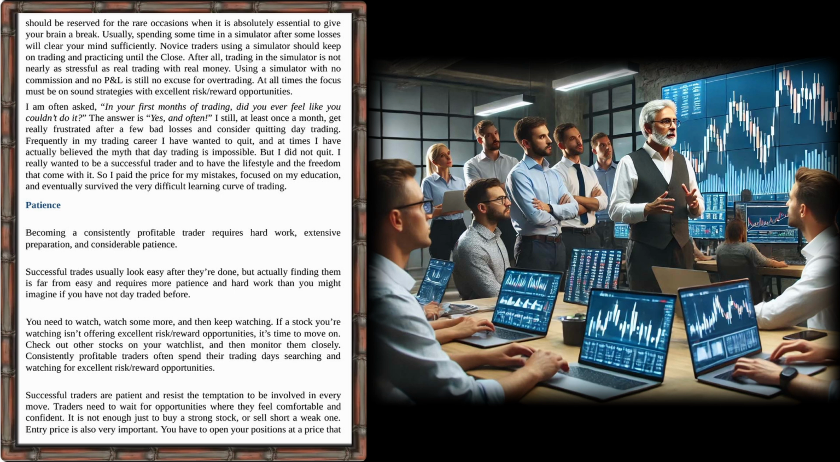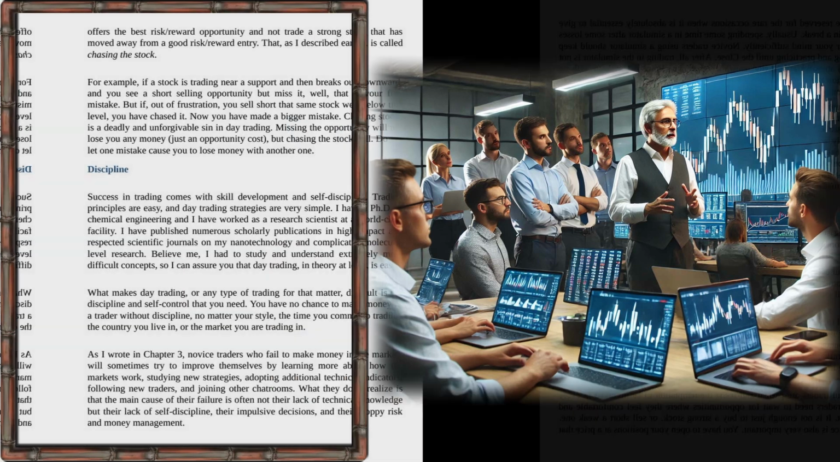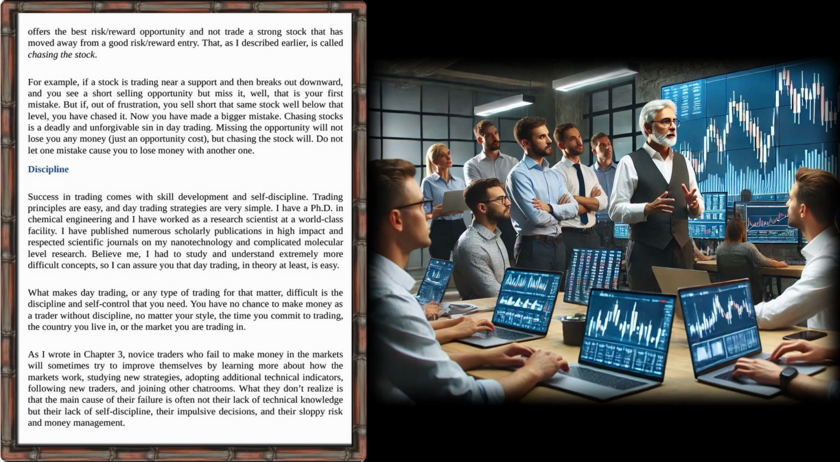Traders need to wait for opportunities where they feel comfortable and confident. It is not enough just to buy a strong stock or sell short a weak one. Entry price is also very important. You have to open your positions at a price that offers the best risk/reward opportunity and not trade a strong stock that has moved away from a good risk/reward entry. That, as I described earlier, is called chasing the stock.